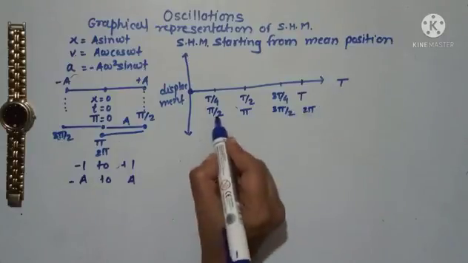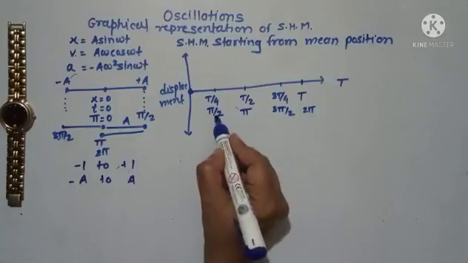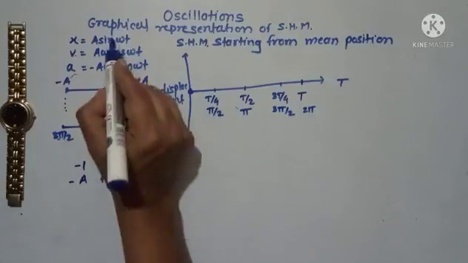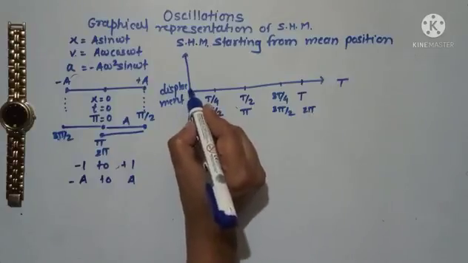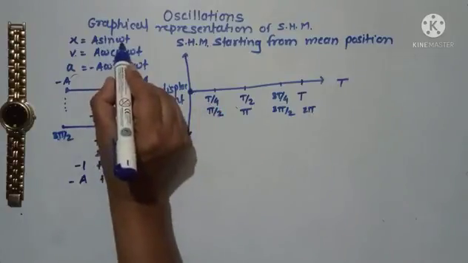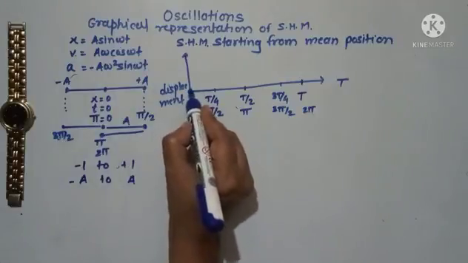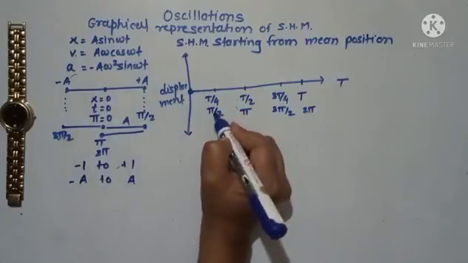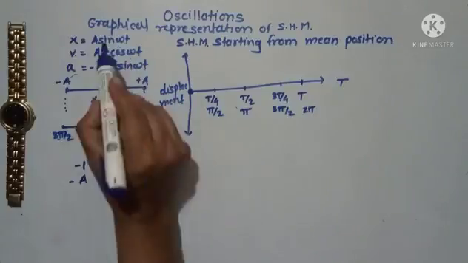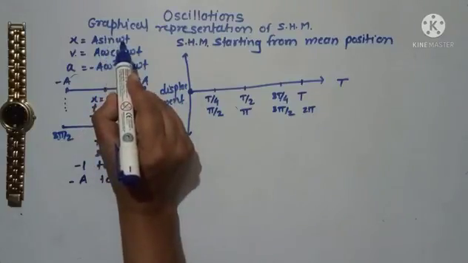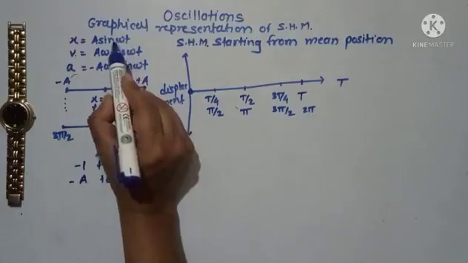By using these values, these are the values of omega t. When omega t is equal to 0, sine 0 is equal to 0, therefore x is equal to 0. At pi by 2, when we put the value of pi by 2, sine of pi by 2, we know that sine 90 is equal to 1.